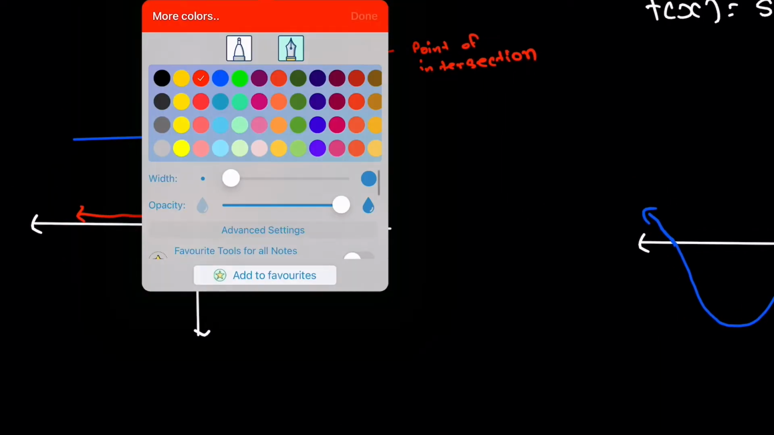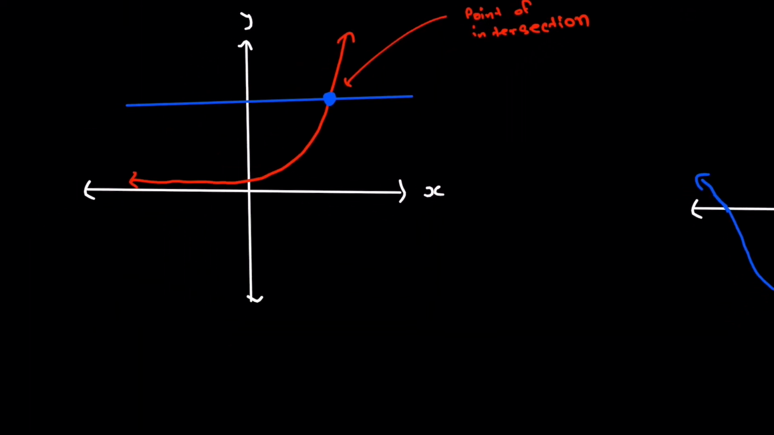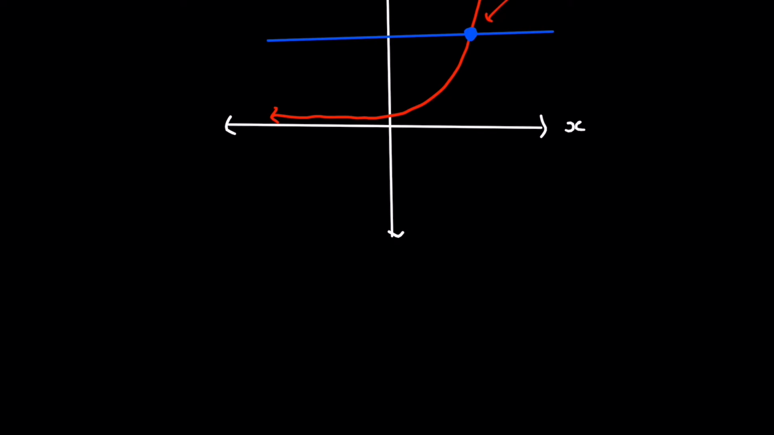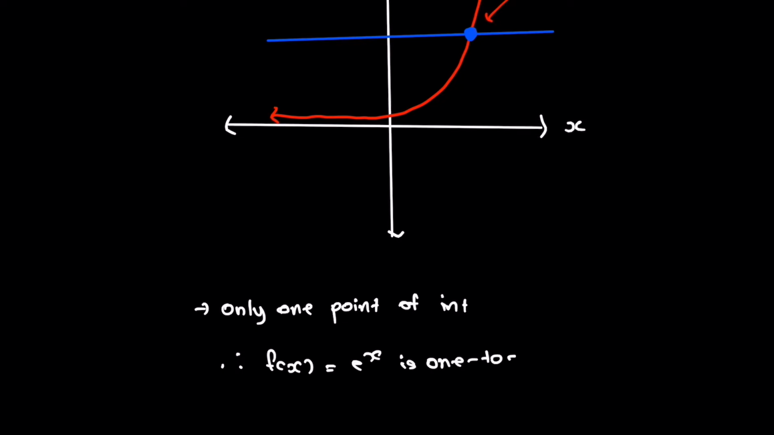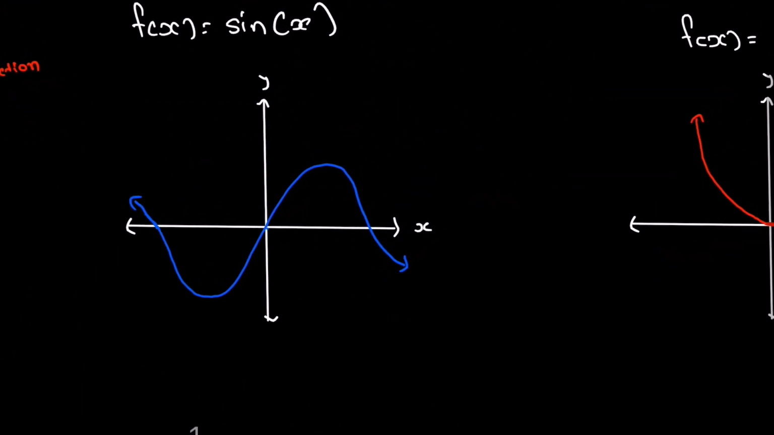And if we've only got one point of intersection, then the function is one-to-one. If we've got more than one point of intersection, then it's not one-to-one. So we write only one point of intersection. Therefore, f of x equals e to the x is one-to-one. Okay, it's as simple as that.